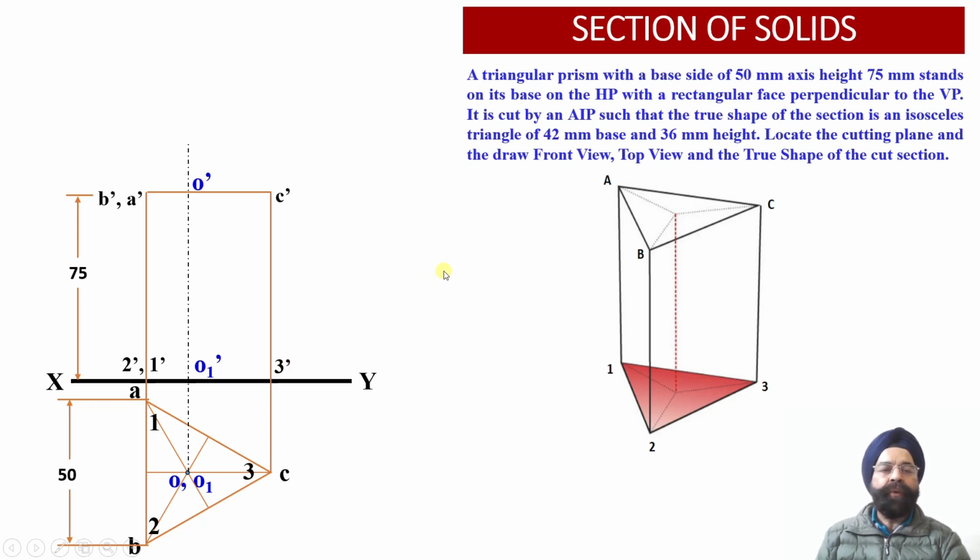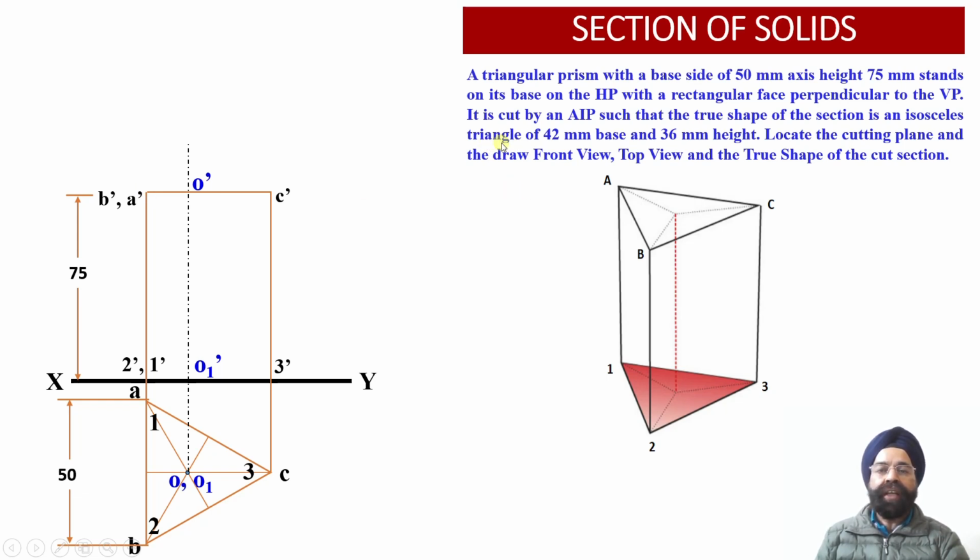Now we have been provided with the information that this triangular prism has been cut by an auxiliary inclined plane in such a way that the true shape of the section is an isosceles triangle having edge equal to 42 millimeter. Now we can check the maximum edge length, it can be 50 millimeter. So if the maximum edge length of the isosceles triangle is required, then the cutting plane should have cut the solid at this particular position.